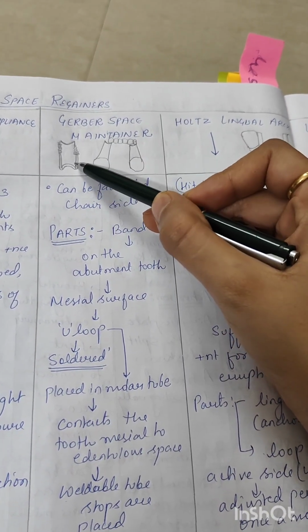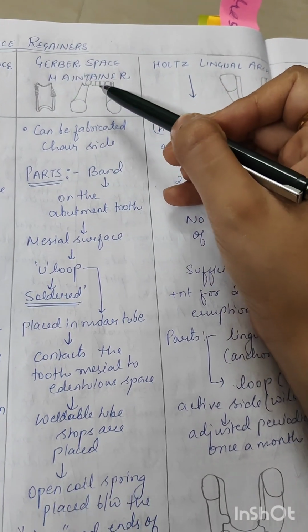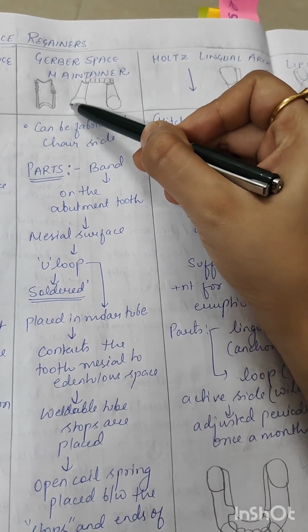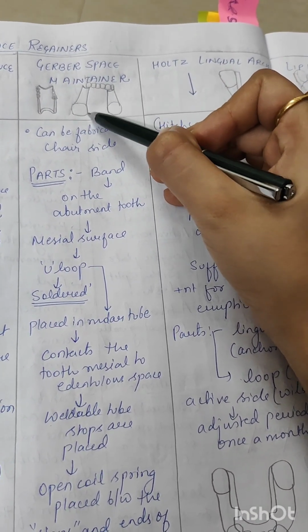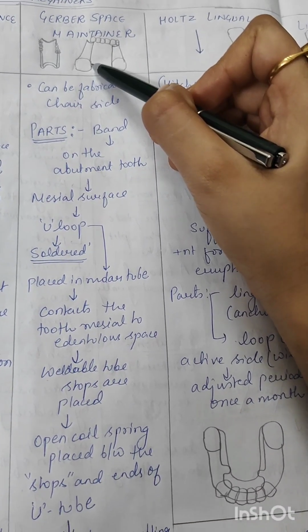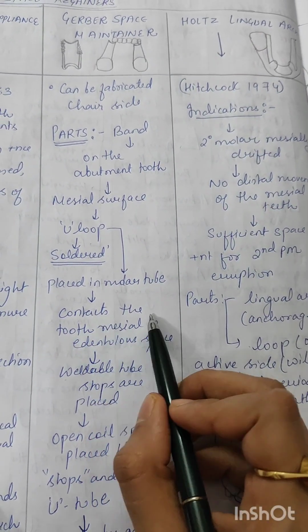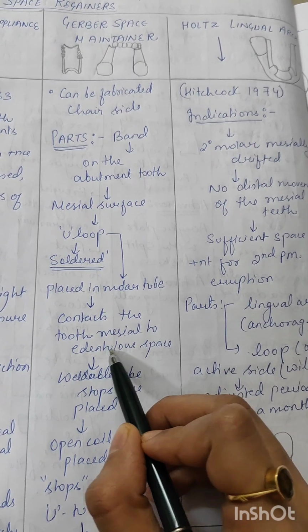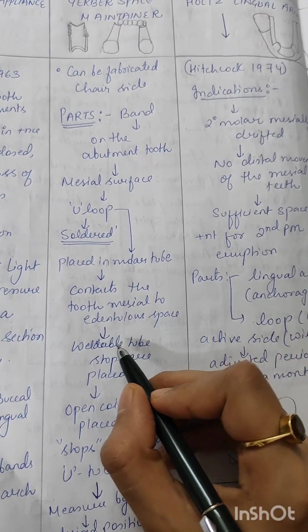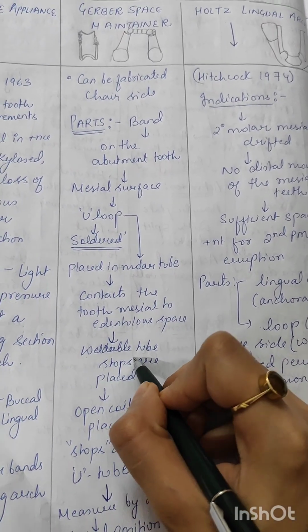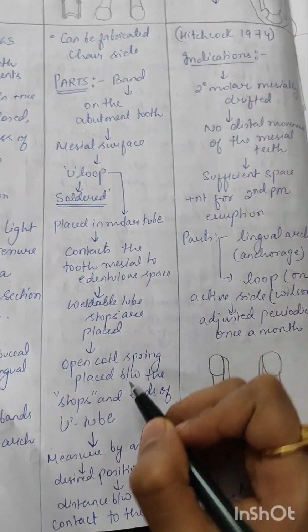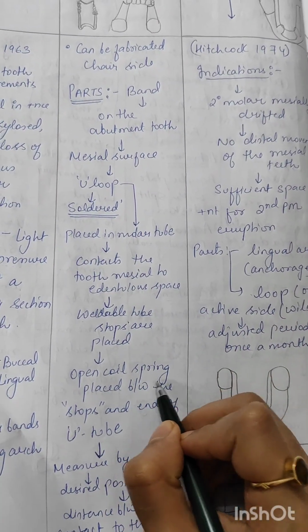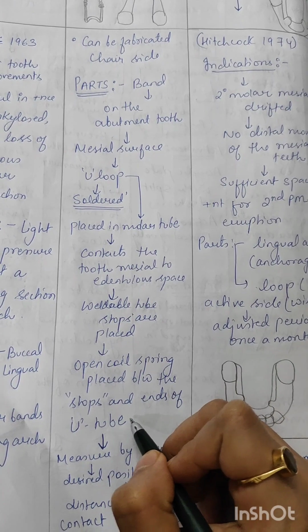This you can see, this is my U loop, which is soldered, and it is placed inside the molar tubes. Here it will be placed inside the molar tubes, and it contacts the tooth mesial to the edentulous space. Then the welded tube stops are also placed. Then an open coil spring is placed between the stops and the ends of the U tube.